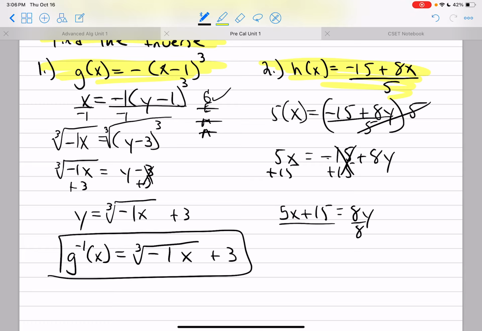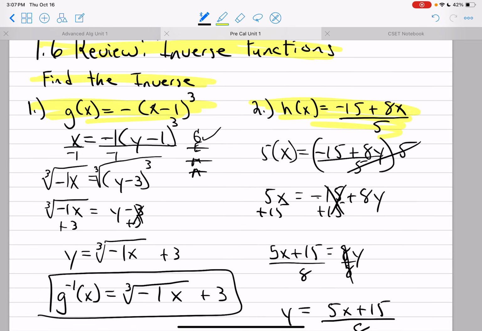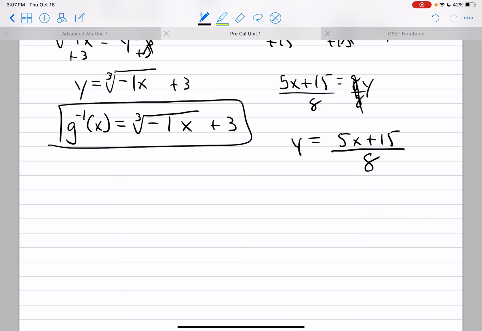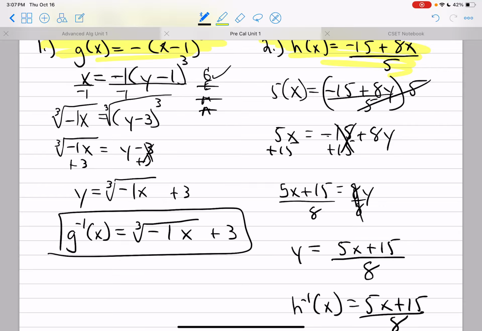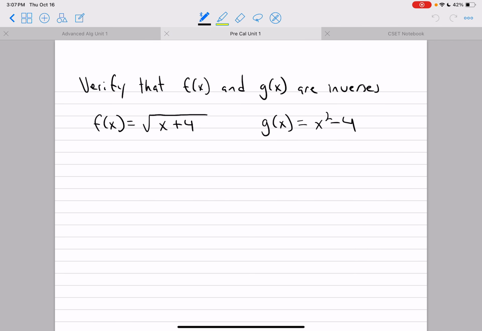Go ahead, divide by 8, divide by 8. y equals 5x plus 15 over 8. Then give it its proper notation. What was this? This was h of x, so this is h to the negative 1 of x equals 5x plus 15 over 8. All right, let's go to number 2.